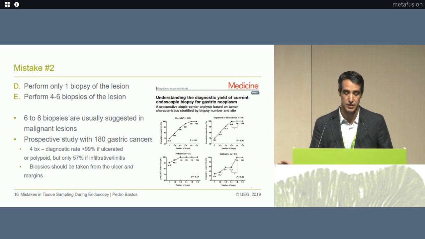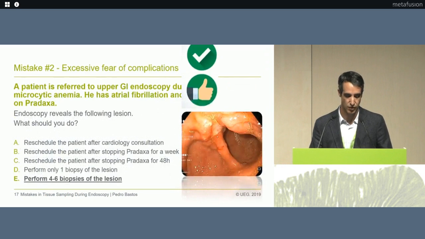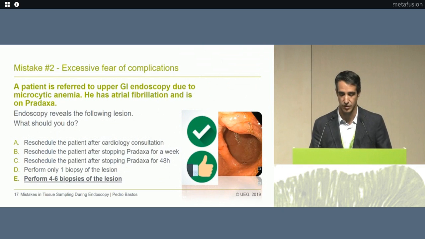I have brought you one study, which is a prospective one, with 180 gastric cancers. And the authors found that if they did a 4th biopsy, all of the tumors were correctly diagnosed if they were ulcerated or polypoid. And only in the case of an infiltrative phenotype would they need a 5th biopsy to achieve the correct diagnosis. So the authors suggest 4 to 6 biopsies of these lesions, and we should biopsy the center and the margins of the lesion. And so, again, I think most of you got it right.